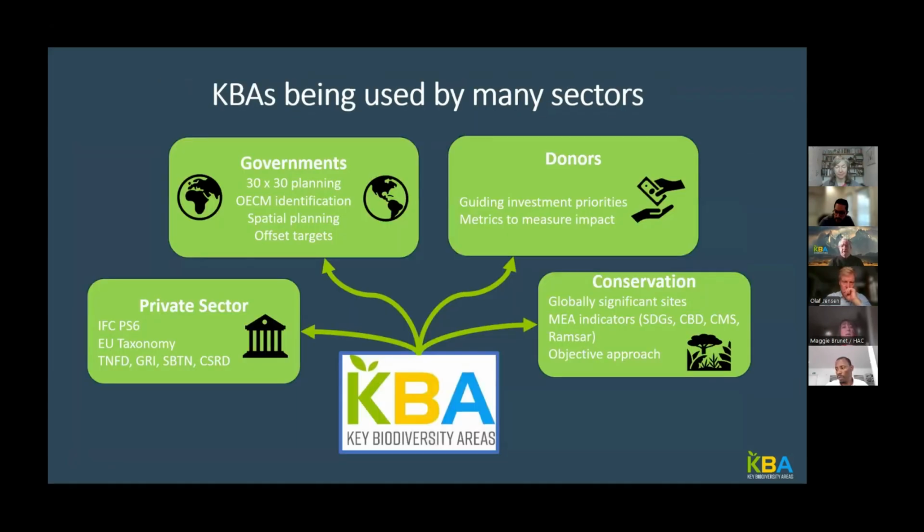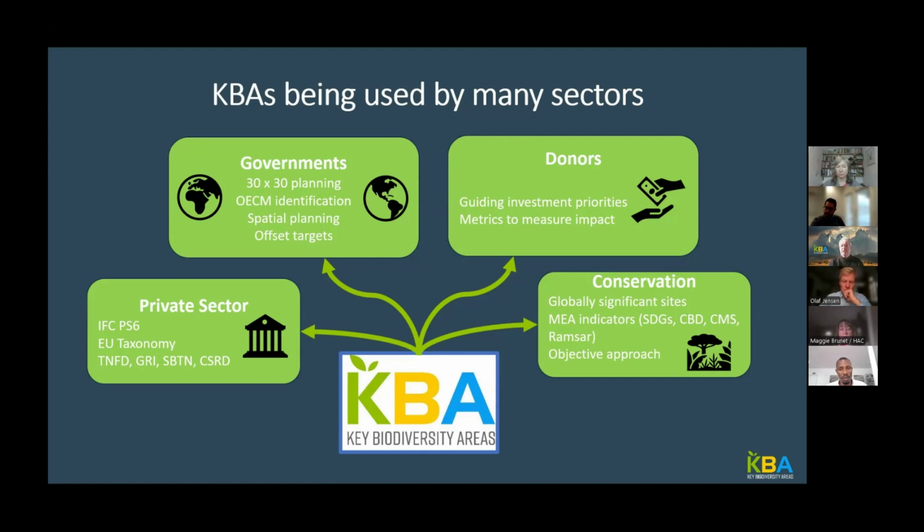KBAs are being used by a lot of different groups. So for governments, they're using it for guiding their 30 by 30 planning. They're also using it to help guide where they might establish OECMs, using it in their spatial planning for Target 1 in particular, and also using it to establish offset targets in some countries. In the private sector, there are several different performance standards and environmental standards which recognize KBAs as critical habitat, which means that companies have to minimize their impacts on those sites and make sure that they have no negative impacts on the species or the ecosystem that trigger KBA status.